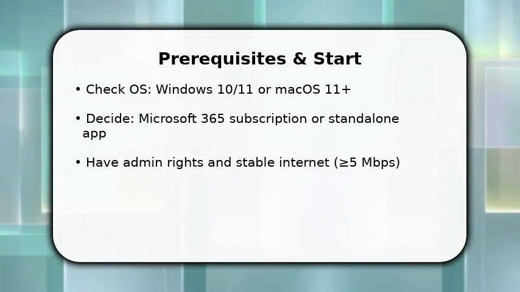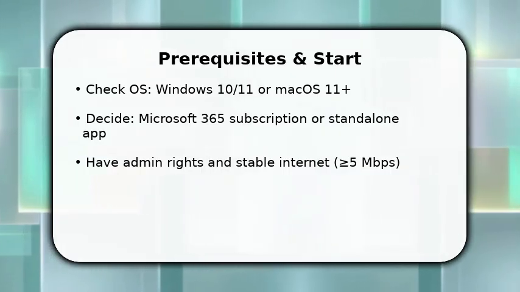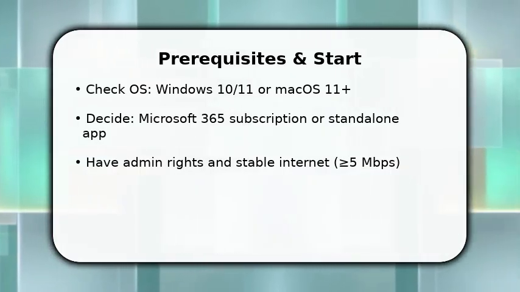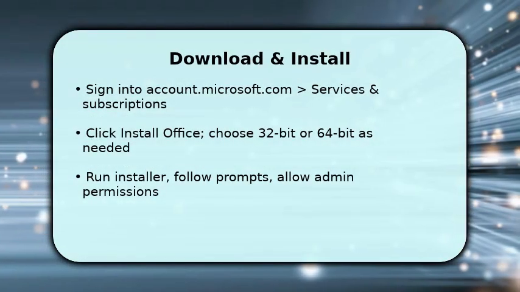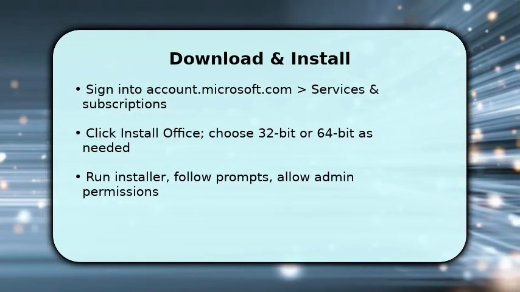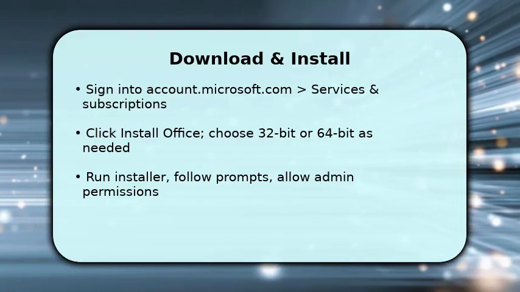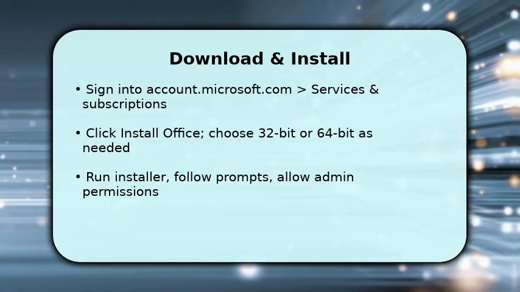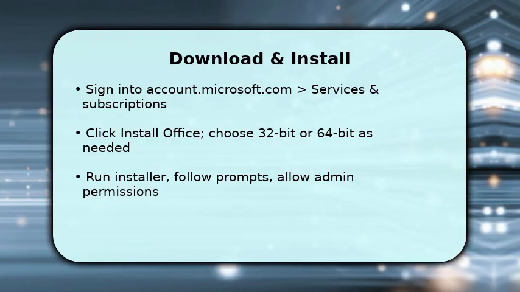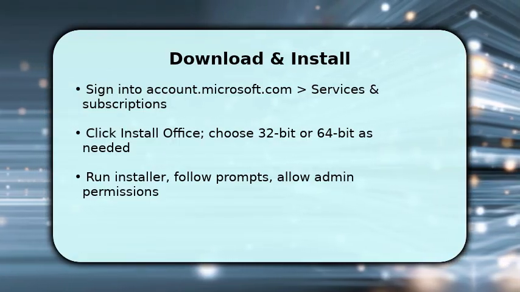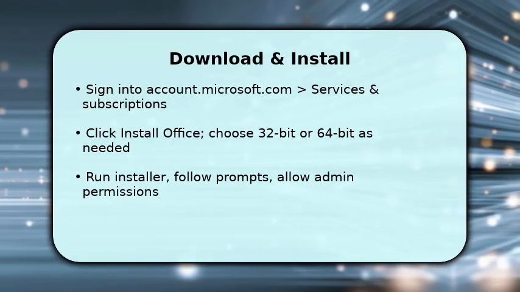While signed in, open your browser and go to Office Portal, so you're ready to download the installer in the next step. Now you download and install PowerPoint. Sign into your account at Microsoft.com and open Services and Subscriptions, then choose Install Office. Pick 64-bit for most modern systems unless you need 32-bit for add-ins.